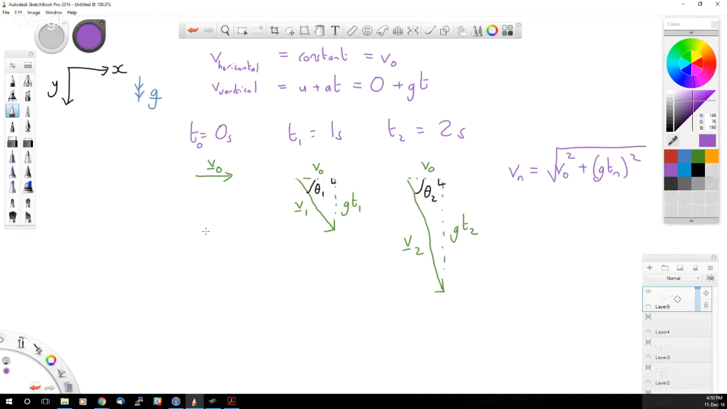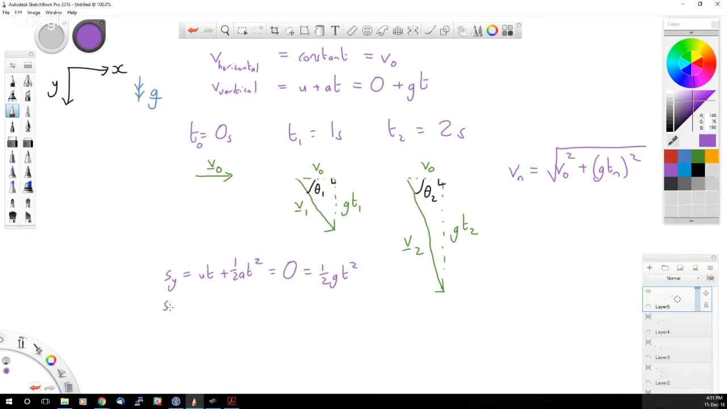So s, the displacement in the y direction, is given by ut plus half at squared. And in the y direction, u is 0, a is g. So this is equal to half g t squared.